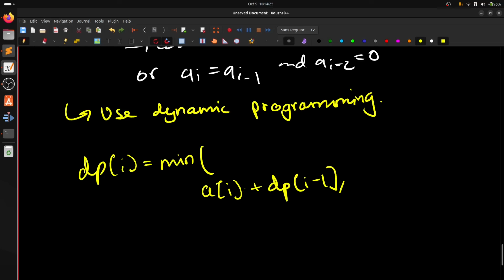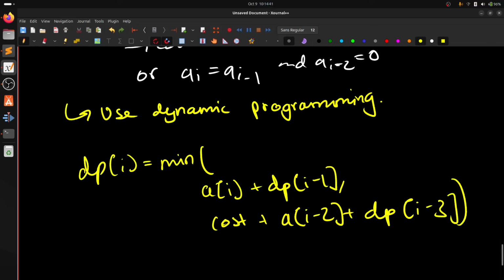Otherwise, we have made this one and the previous element equal, so the cost of that equalization plus the cost of converting a of i minus 2 to 0. So that's a of i minus 2 plus dp of i minus 3. Correct? So the minimum of these two.